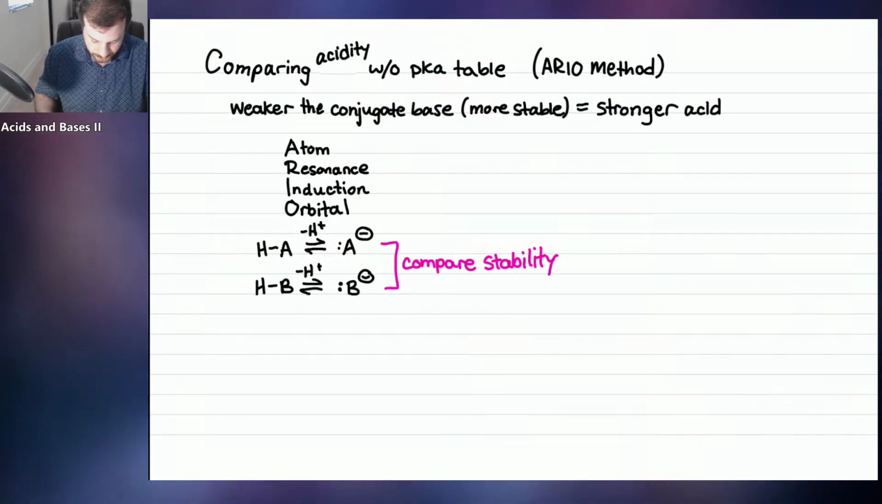Okay? And you can kind of think of it like this. Imagine A is really unstable. What's going to happen when H tries to leave? No, no, no, come back, come back. I need you to come back. I need you. And so it's not going to dissociate.